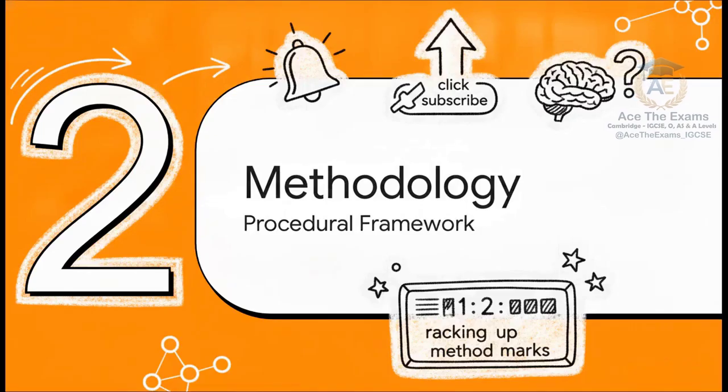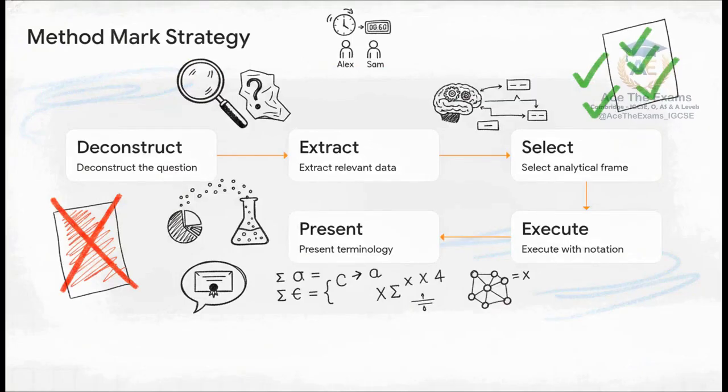Moving on to Section 2, the procedural framework. This is where we turn theory into a repeatable machine. So, the crucial point we need to master is this method mark strategy. This is a standardized, repeatable sequence where marks are heavily, and I mean heavily, awarded for your systematic process, not just your final answer. Let's bring our friends Alex and Sam back into the picture.